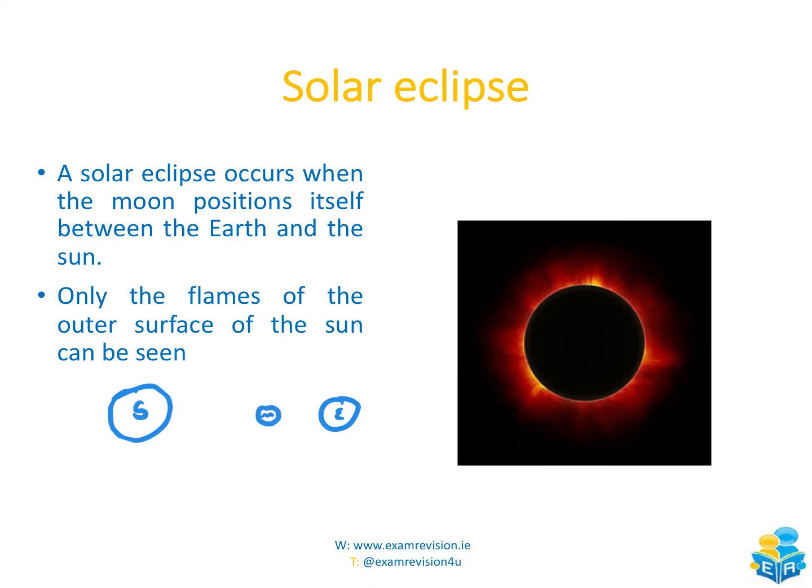Okay, so the moon is positioning itself in here, which means that if you were standing on earth, the moon is actually blocking it, and it appears that the full thing is covered. You can actually only see the flames on the outer surface. So that's the solar eclipse. We look at a more detailed diagram in a couple of minutes.